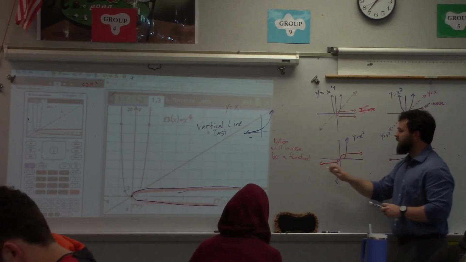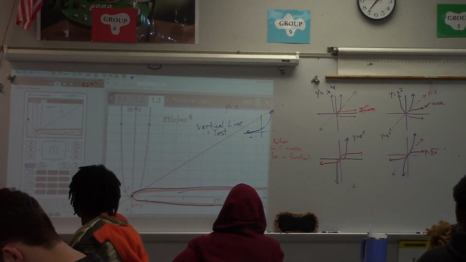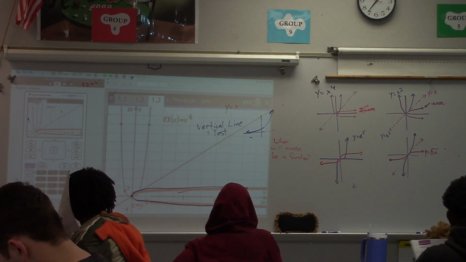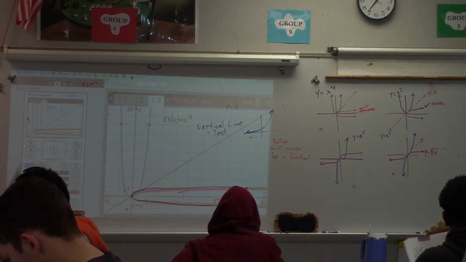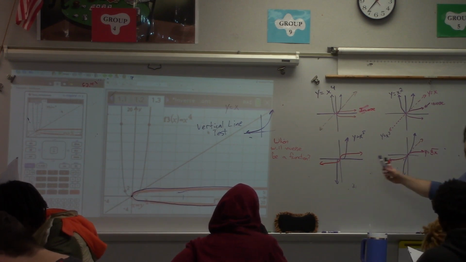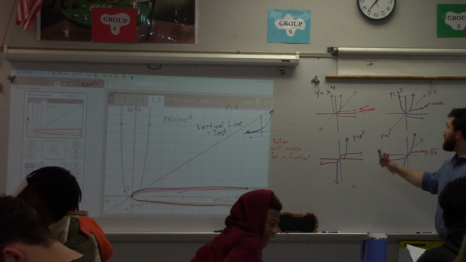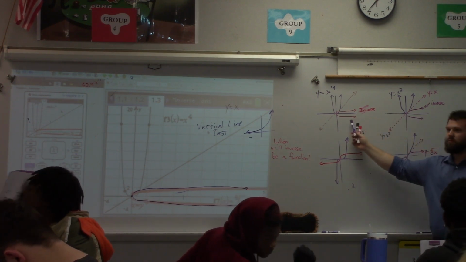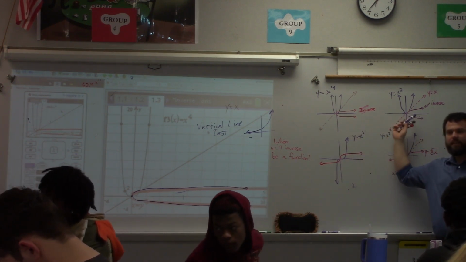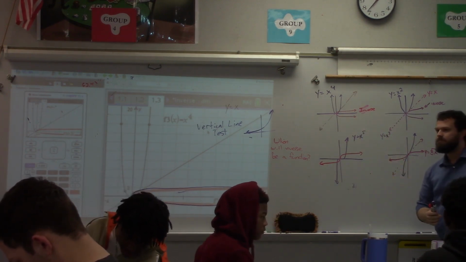Does anybody see a pattern here? They look the same. Hey, these two inverses, are they functions? Are these two inverses functions, guys? No. So what's the pattern that these two inverses are not functions? They don't map to one output.